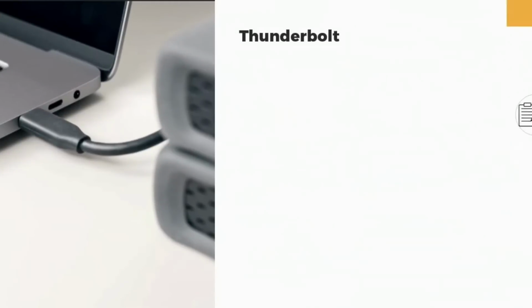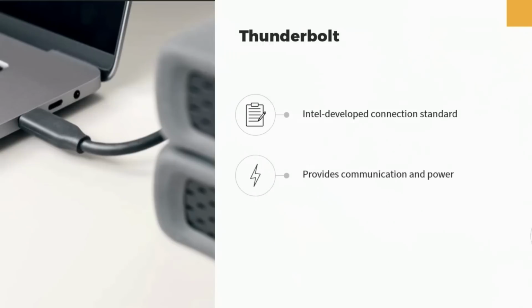Thunderbolt is an interface developed by Intel, and it should not be confused with the Lightning cable offered by Apple, especially since Thunderbolt cables use the same USB-C connector as Lightning cables. Like all others mentioned so far, the Thunderbolt interface also transfers both data and power, and the current standard is Thunderbolt 4, which is capable of 40 gigabit per second transfer rates.